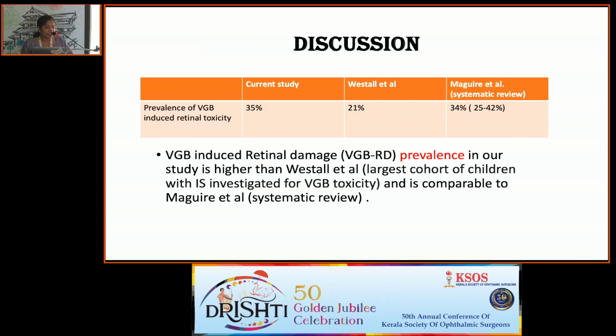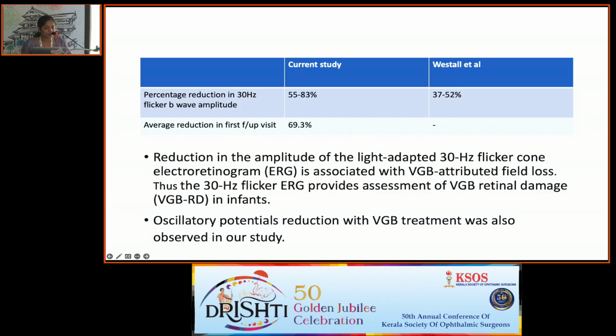Coming to the discussion, the prevalence of Vigabatrin-induced retinal toxicity from our study was 35%. It is slightly higher than Westall et al., which was the largest cohort of children with infantile spasm investigated for Vigabatrin toxicity, but it is comparable to Maguire et al., which is a systematic review. In our study, the percentage reduction in B wave amplitude ranged from 55 to 83%, compared to the range of 37 to 52% in Westall et al., and the average reduction was approximately 69% in our study.